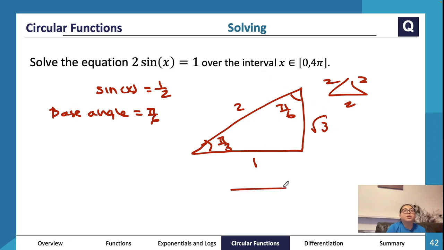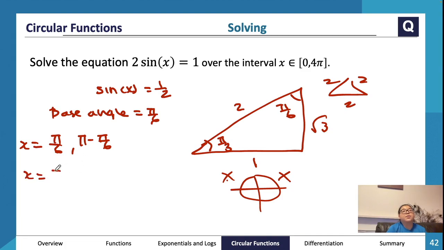Alright, let's do our circle next. So in terms of our unit circle, we're going to think it's here and here, right? Because we're thinking these are the areas which their y coordinate is positive, so that's where sine is positive. So the two angles we're going to be thinking of is pi on 6 and pi minus pi on 6, right? So that's x equivalent to that. And we'll have x equivalent to pi on 6 and 5 pi on 6.